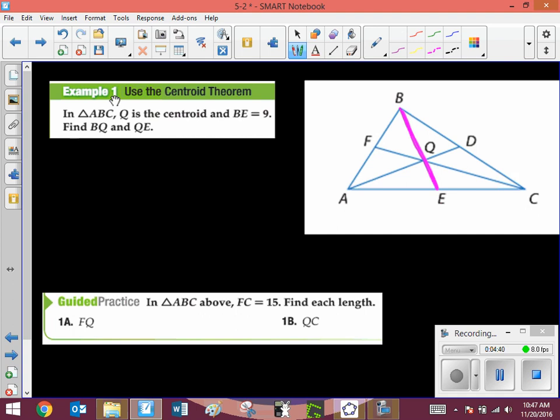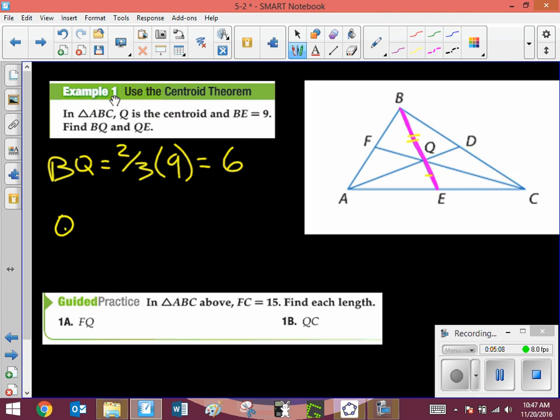If I know that my whole segment is 9 units, to find BG, notice how this segment is just a little bit longer than this one right here, QE. BQ is 2/3 of 9. So to find BQ, we're going to take 2/3 times 9, which, if you can do that in your head, that's good. If you can't, use your calculator. That is going to be 6.